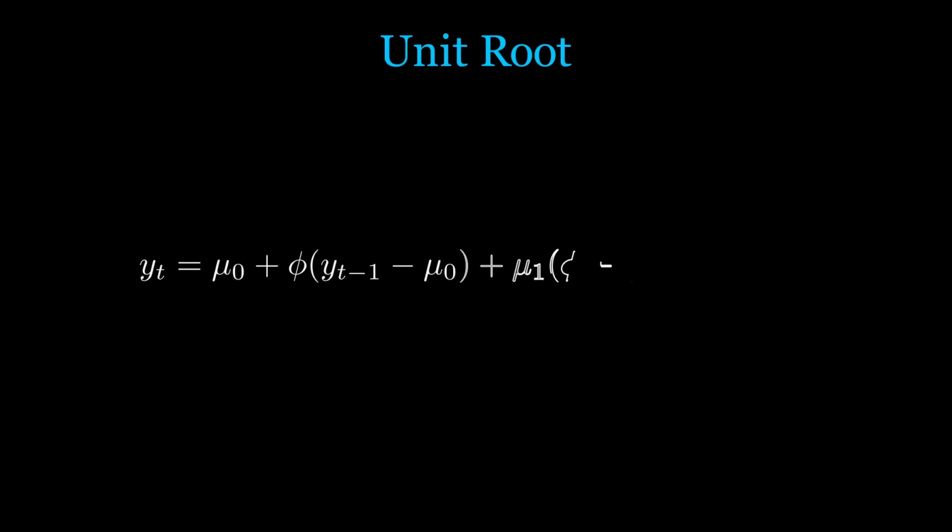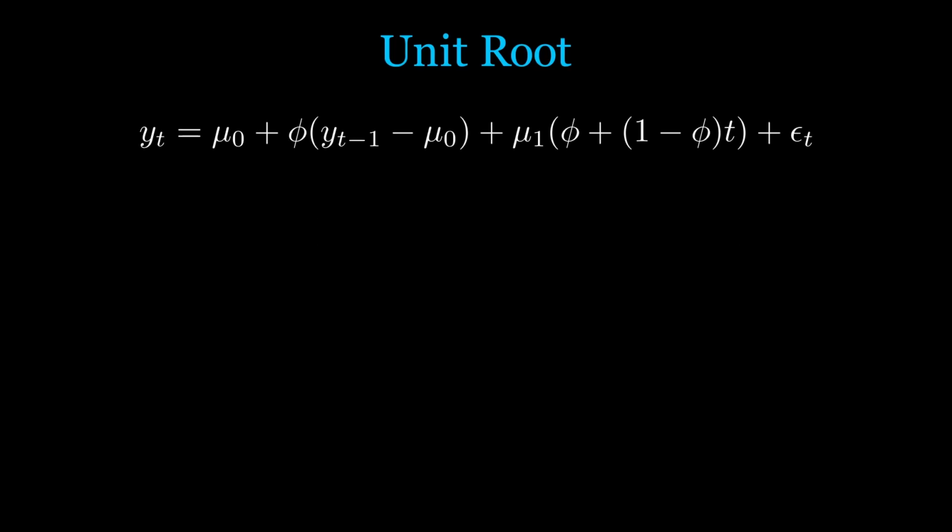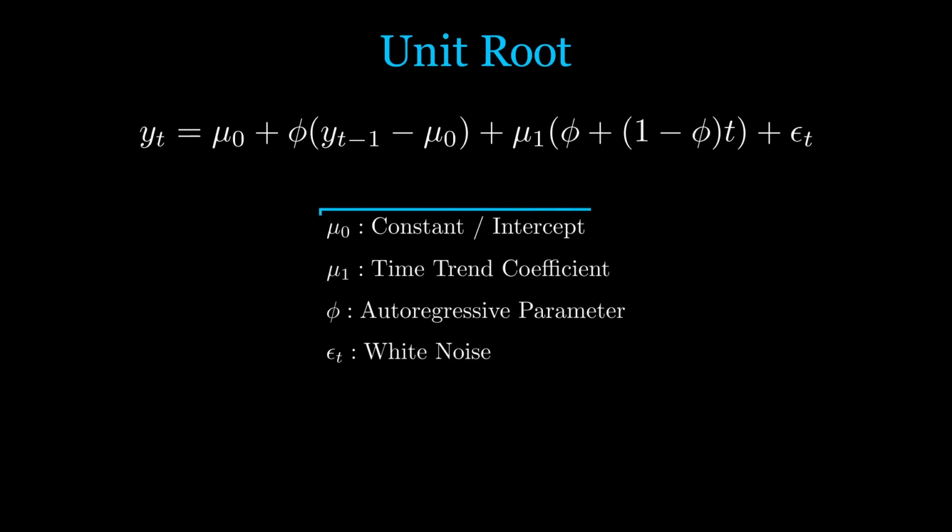Let's look at the following time series model to determine the presence of a unit root. In this model, mu0 is the constant term, mu1 is the coefficient for the time trend, phi is the autoregressive parameter relating the previous value to the current value, and epsilon is the white noise error term. Let's look at three cases of this model to determine the presence of a unit root.